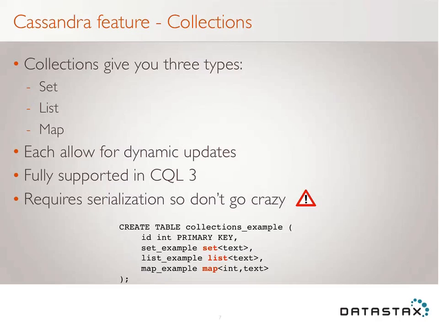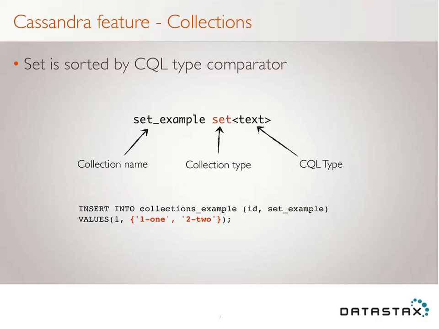So let's go through the specific examples. I've got the table creation here, and I'm showing you how it looks when you create the table. You have the set with the type, list with the type, map with the types, plural. Let's go through each one. So set. Set is just like it sounds, it's just a set of information, but the difference between set and list is how it's ordered. So the ordering in set is by the type comparator.